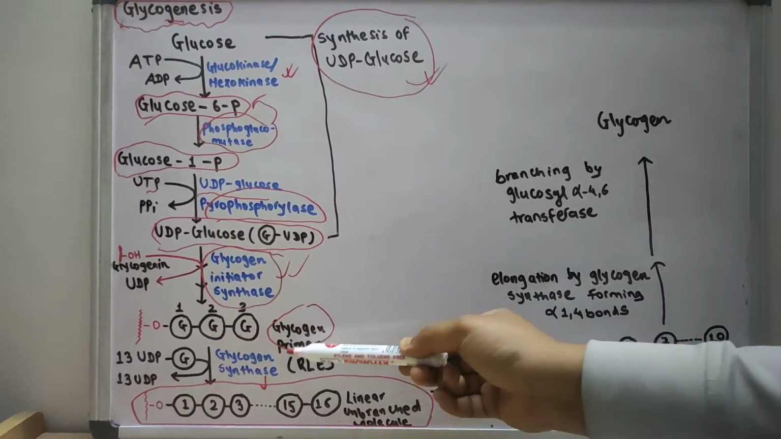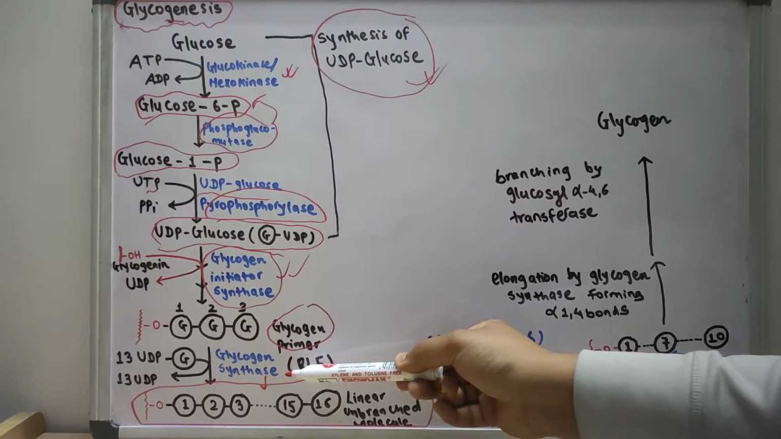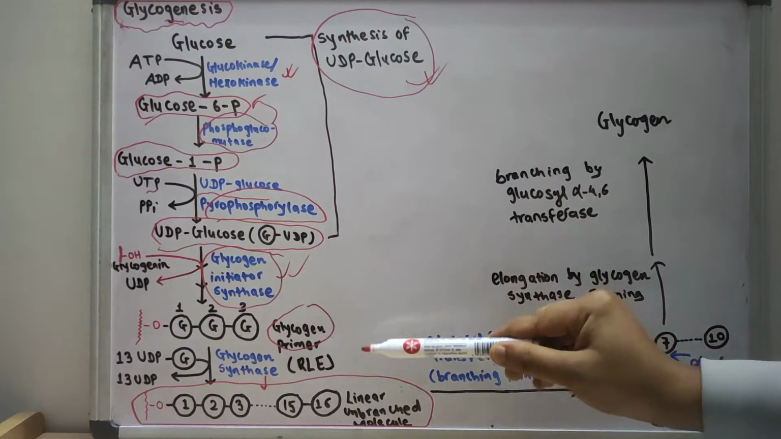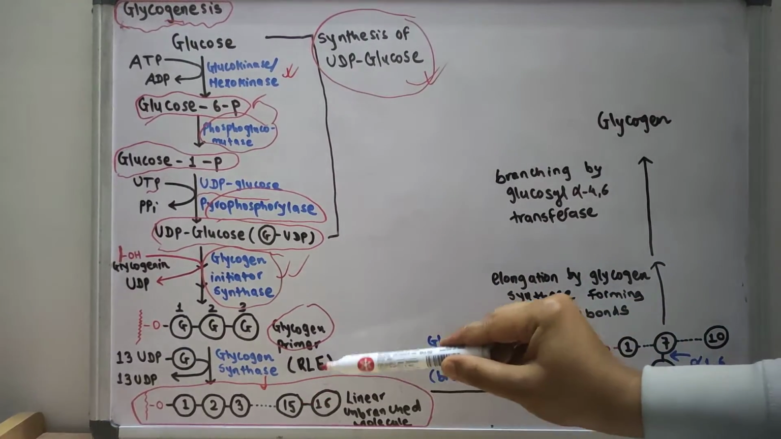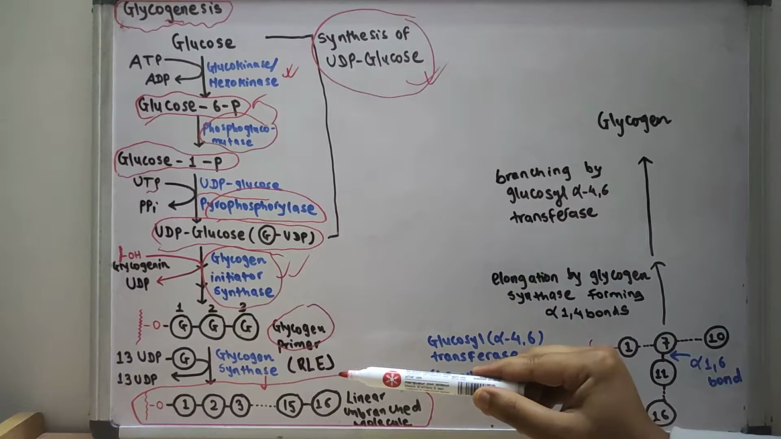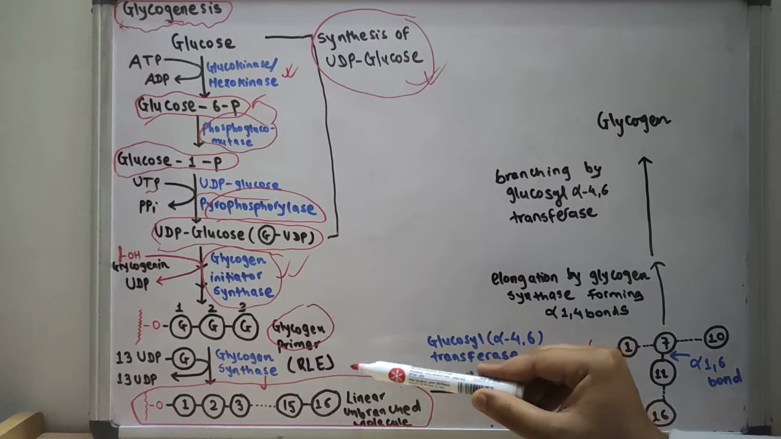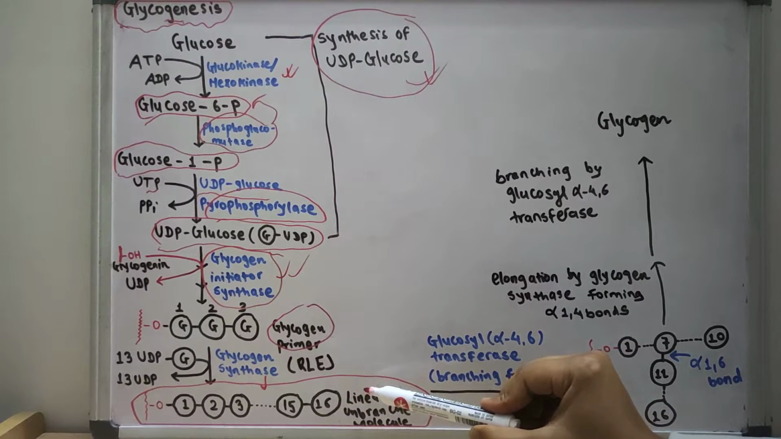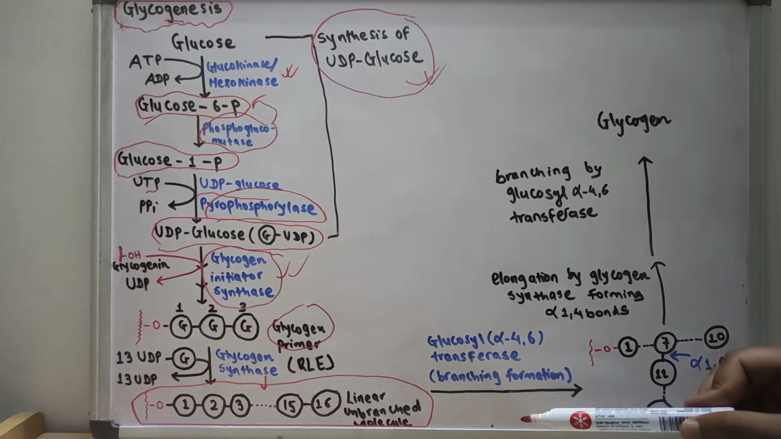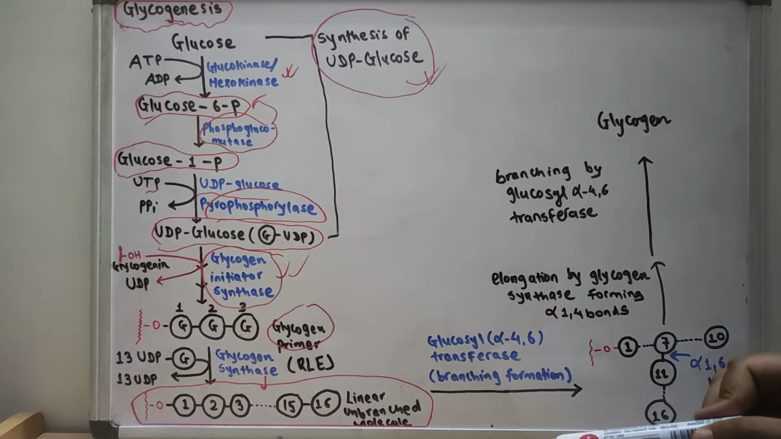The glycogen synthase is responsible for the formation of 1,4 glycosidic linkage between the glucose molecules. So this enzyme transfers the glucose from UDP glucose to the non-reducing end of the glycogen to form alpha 1,4 linkage between the glucose molecules. So we have a linear unbranched molecule of glucose.